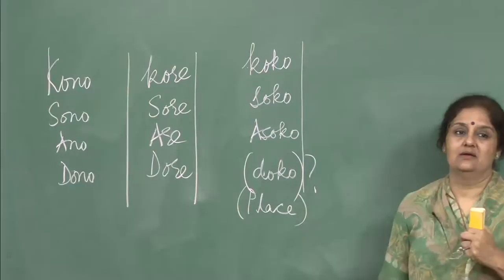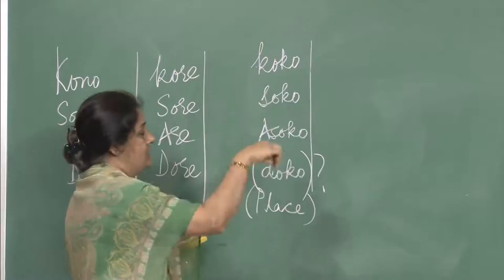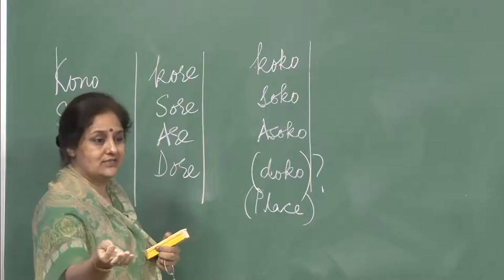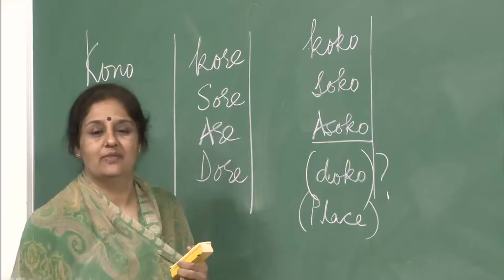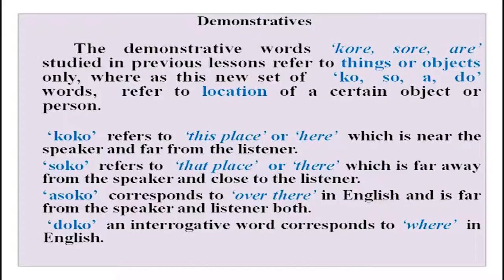So we have koko, which is over here, soko, which is far away from the speaker or close to the listener, which place is far away from the speaker and close to the listener, and asoko is some place which is far away from the speaker as well as from the listener, both. As you can see on your screens over here, everything is given clearly.